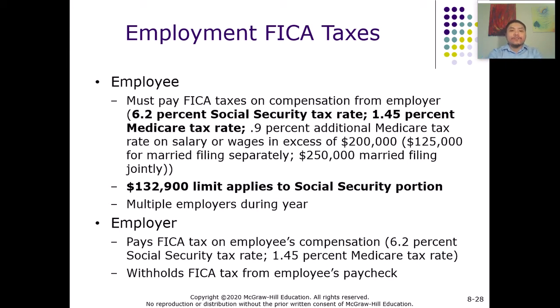As we have discussed in previous chapters, for FICA taxes, if you are employed by someone, the employee taxpayer is going to pay 6.2% of Social Security plus 1.45% of Medicare tax. And then the employer has to pay exactly the same. They have to match whatever the employee paid. So the employee pays 6.2% plus 1.45%. The employer also has to pay 6.2% plus 1.45% for each employee that they employ.